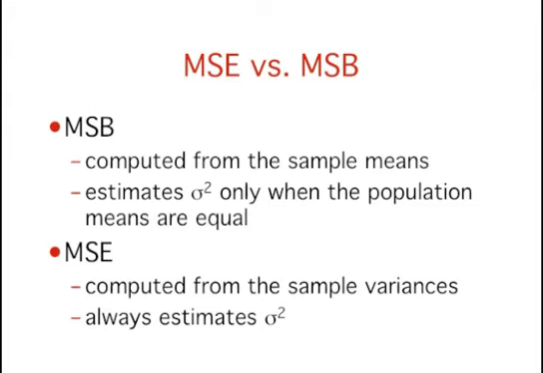However, differences in population means affect the MSB, since differences among population means will tend to produce differences among sample means. It follows that the larger the differences among sample means, the larger the MSB. In short, the MSE estimates the population variance whether or not the population means are equal, whereas the MSB estimates the population variance only when the population means are equal and estimates a larger quantity when they are not equal.